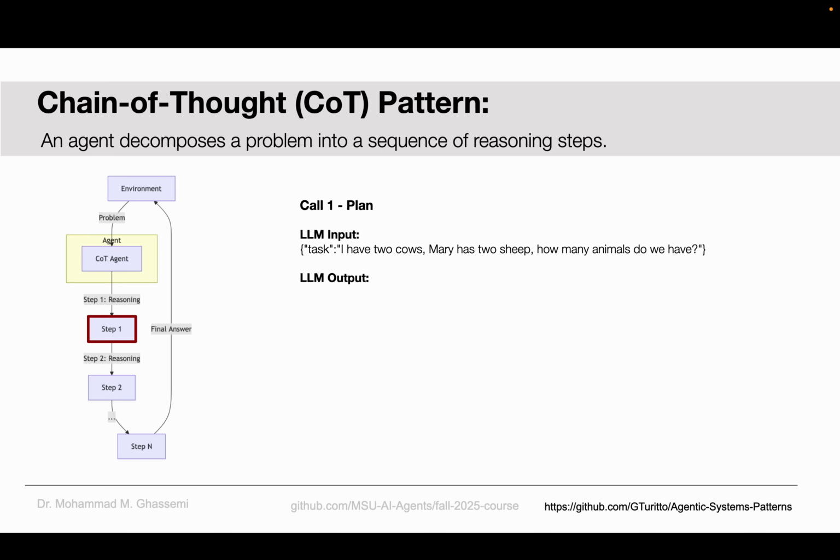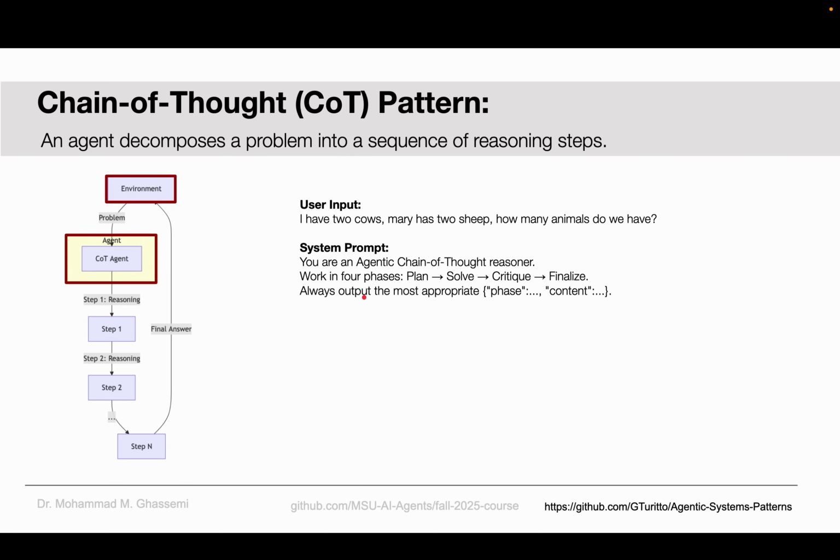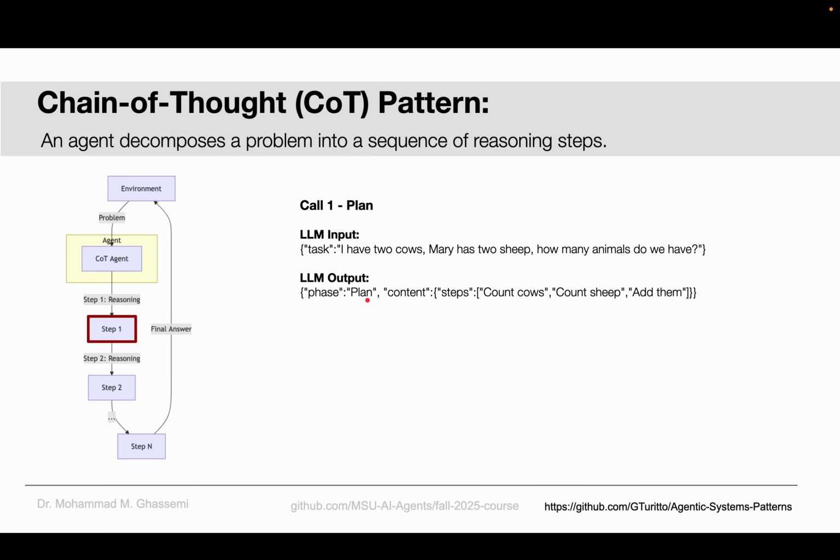So the first thing that you do is you would call this agent with your input, right? This is exactly what was specified above. And given this input and the system prompt that the LLM has, it should provide an output where it gives you the phase, in this case, planning, which was the first step. Remember up here? Look, first step was planning. So it will output plan. And the content that it will output are some steps. I'm going to count cows, I'm going to count sheep, and then I'm going to add them.